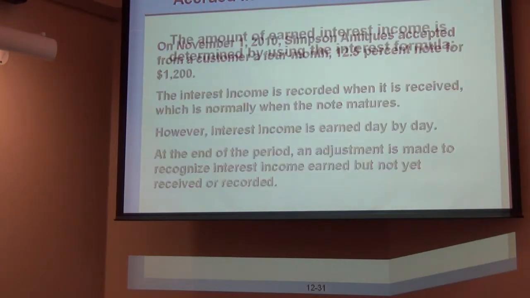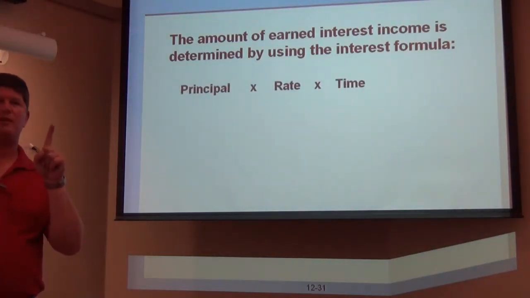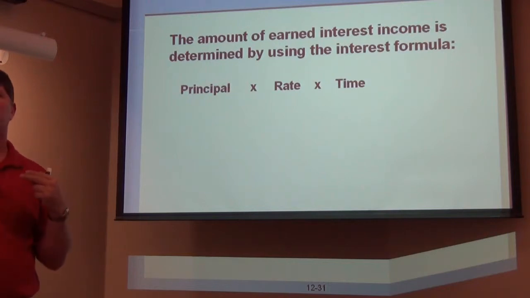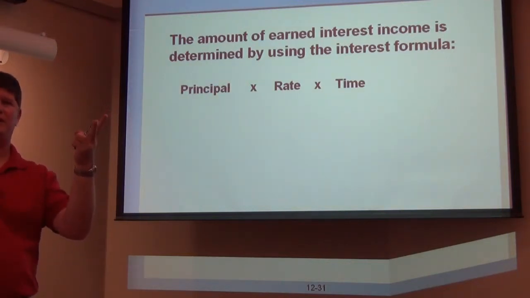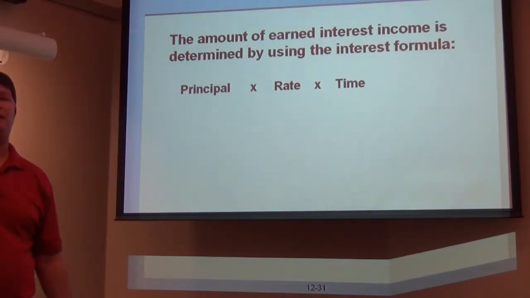Notes receivable, we calculated that on the board, right? Principal times rate times time. This goes two ways. If you borrow money from somebody, you owe them, so you've got interest payable and interest expense. If someone's borrowed money from you, you've got interest income and interest receivable. So you could potentially have both entries in the same company. Okay?